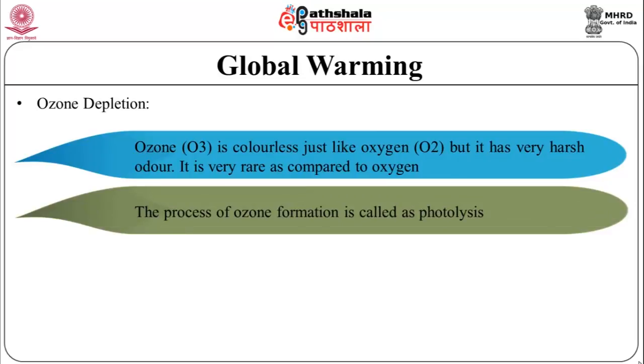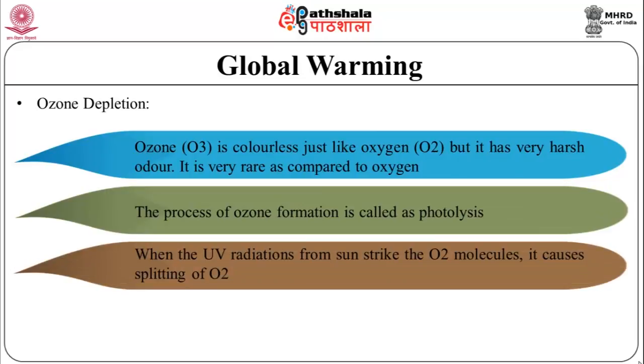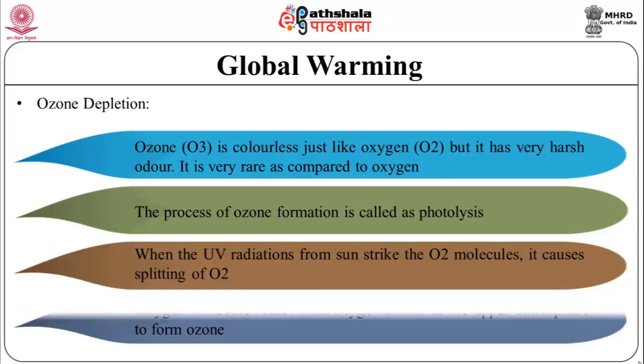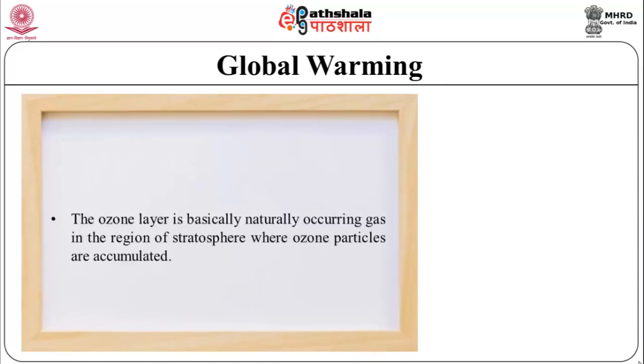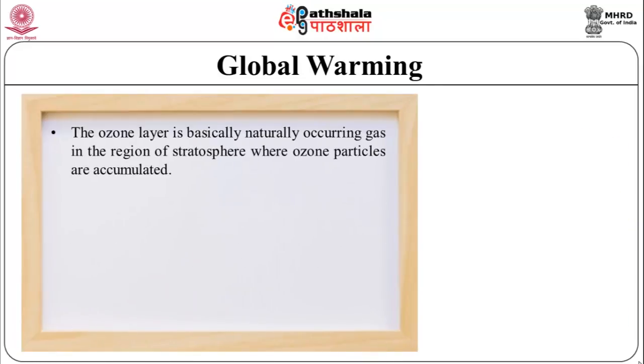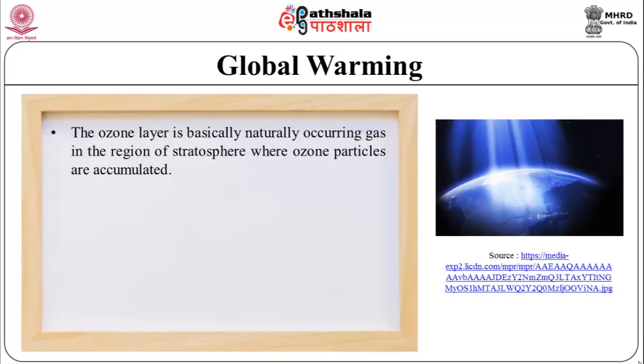The process of ozone formation is called photolysis. When the ultraviolet radiations from the sun strike the oxygen molecules, it causes splitting of the oxygen molecules. Oxygen molecules react with oxygen atoms in the upper atmosphere to form ozone. The ozone layer is basically a naturally occurring gas in the region of the stratosphere where ozone particles are accumulated.